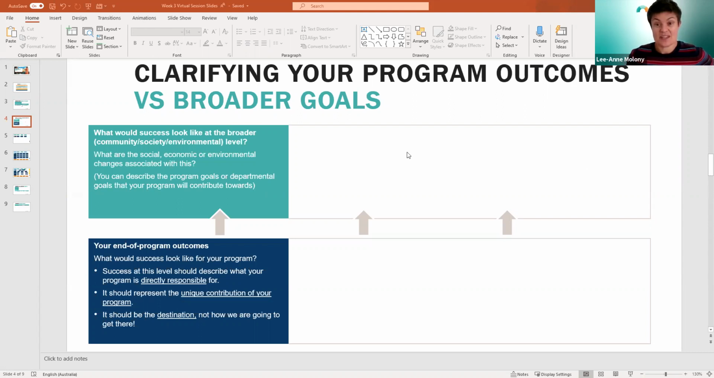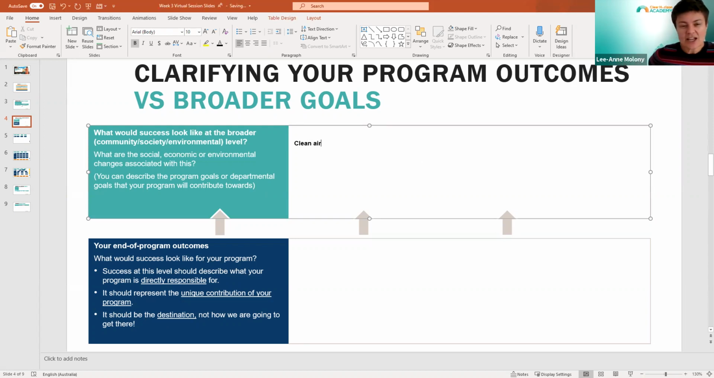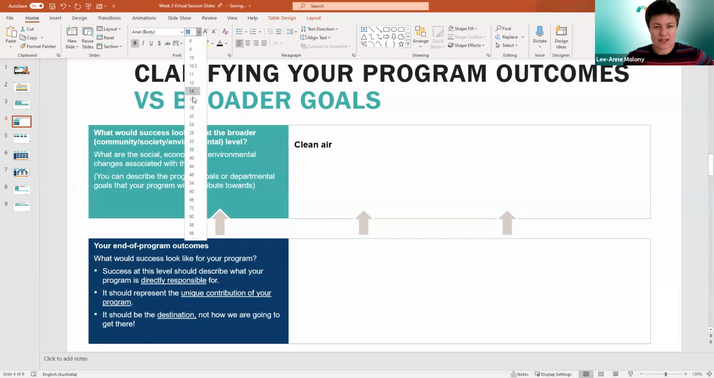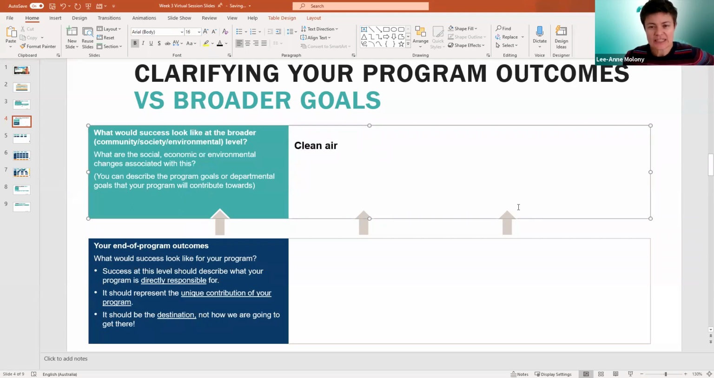Clean air, yeah, great. Okay, you can see Keisha's put that in the broader goal area. Do you want to make the font just a little bit bigger, Keisha? Thank you. Okay, Keisha's deliberately put clean air in the broader goal. And does anyone want to suggest why this would be a bigger, broader goal rather than an end of program outcome? Thanks, Maribel.